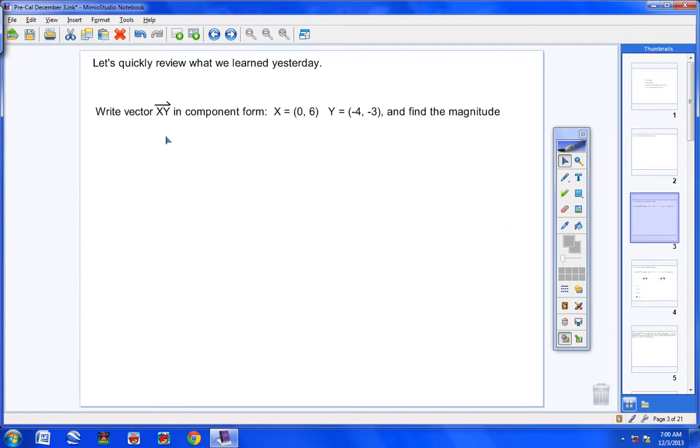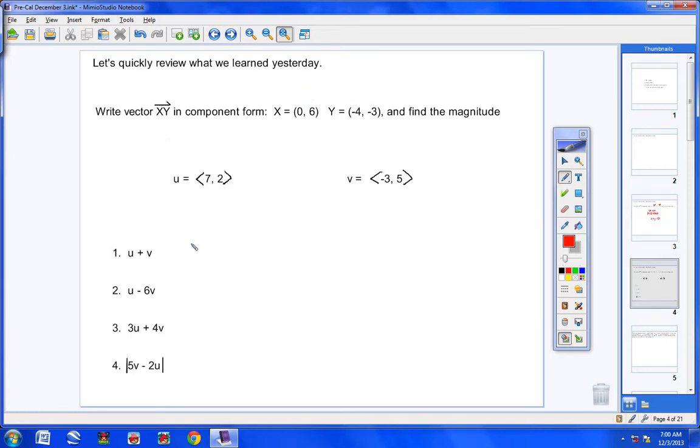Let's quickly review. Remember, I taught you how to write a vector in component form, and if the x comes first over here, xy, then that means your x is your initial point and y is your terminal point. And in order to write this in component form, you take the terminal point minus the initial point, which would give you -4, -3 minus 0, 6. -4 minus 0 would be -4, and -3 minus 6 would be -9. Okay, so we learned that yesterday. I'm not teaching you, I'm just reviewing, okay?